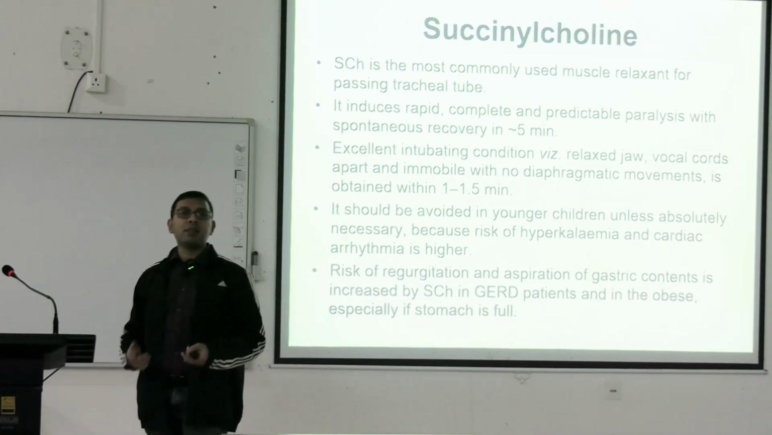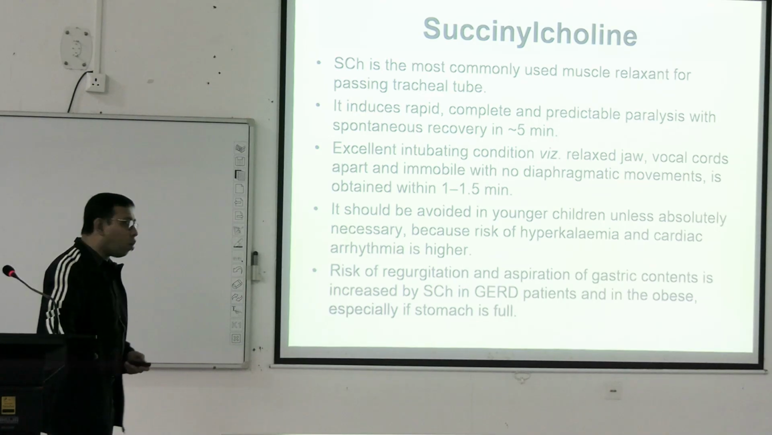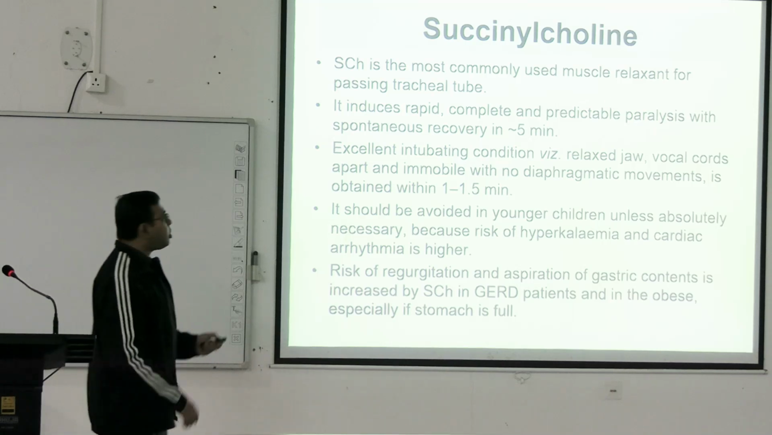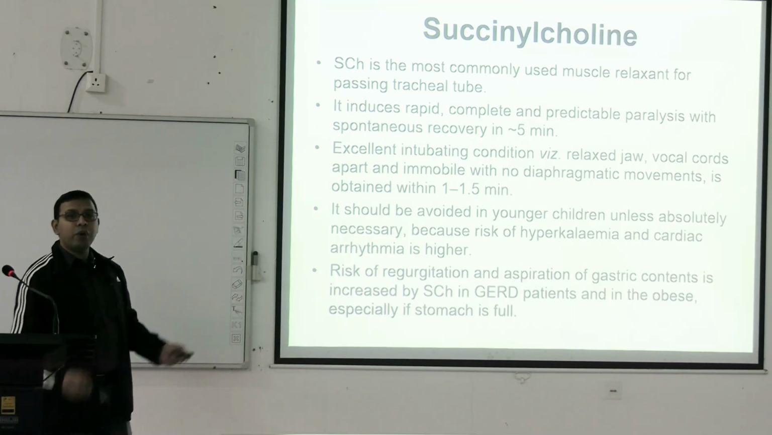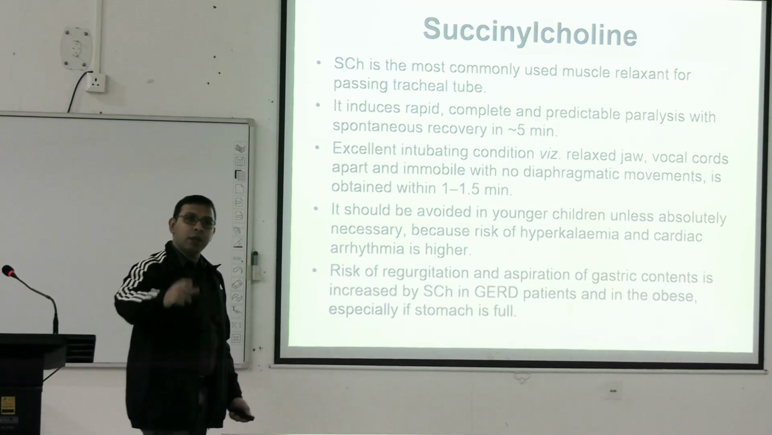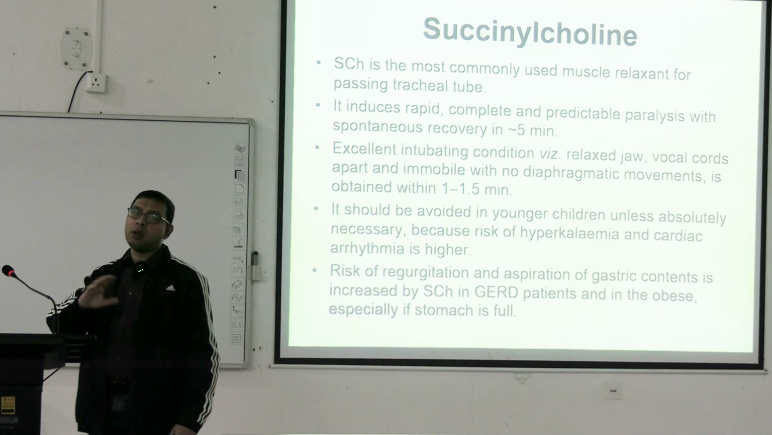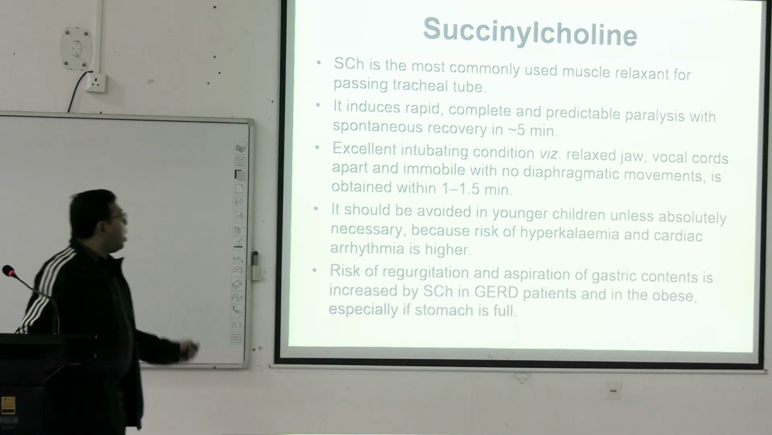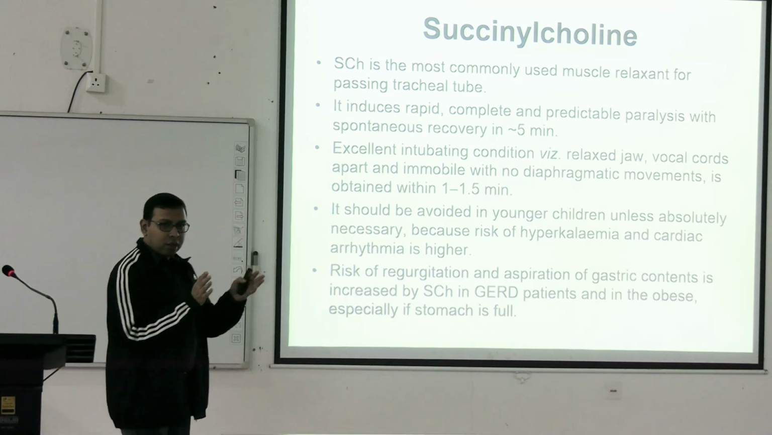But now newer agents like rocuronium, which we have already discussed, a competitive blocker with lesser adverse effects, are also used. It induces rapid, complete and predictable paralysis with spontaneous recovery in approximately 5 minutes. So it is predictable; we can predict in how many minutes it will regain again. But when the phase 2 block happens, this prediction is undone. So prediction cannot be done. Excellent intubating conditions like relaxed jaw, vocal cords are apart.